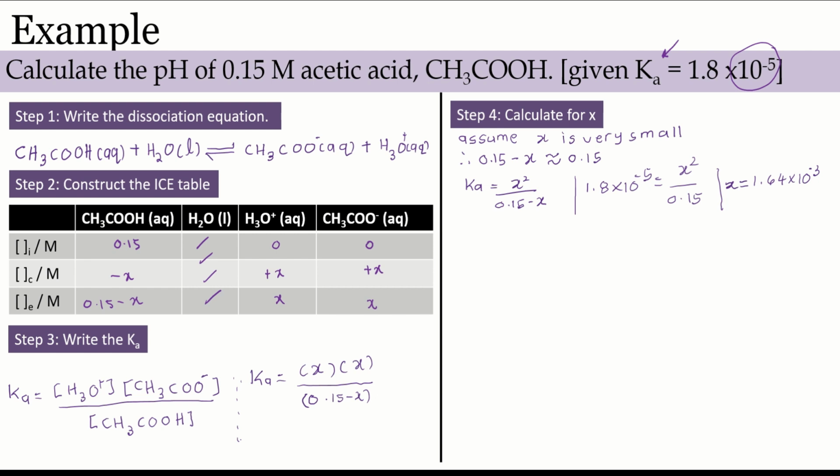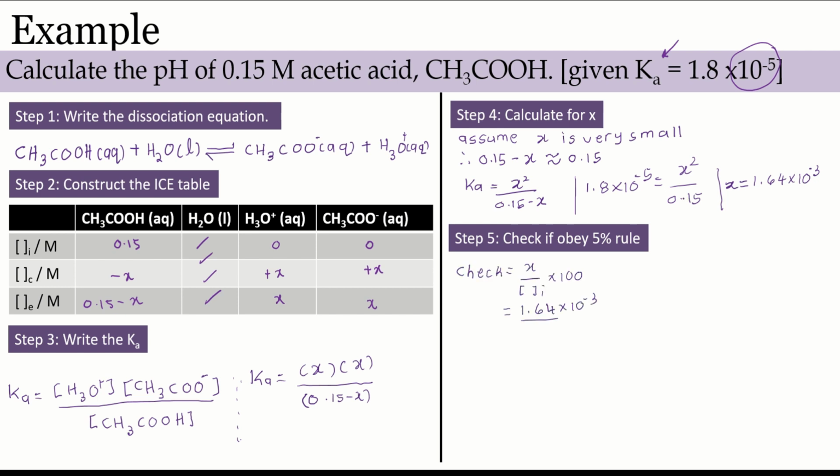Bila kita dapat value of X ni, kita kena check whether it obeys the 5% rule. To do this, kita tengok dia punya check, X tu bahagi dengan initial concentration darab dengan 100%. And over here kita dapat dia punya value adalah 1.09%. Okay, so daripada sini, kita boleh buat conclusion bahawa since this value lebih kecil daripada 5%, kita boleh kata bahawa our assumption is valid.